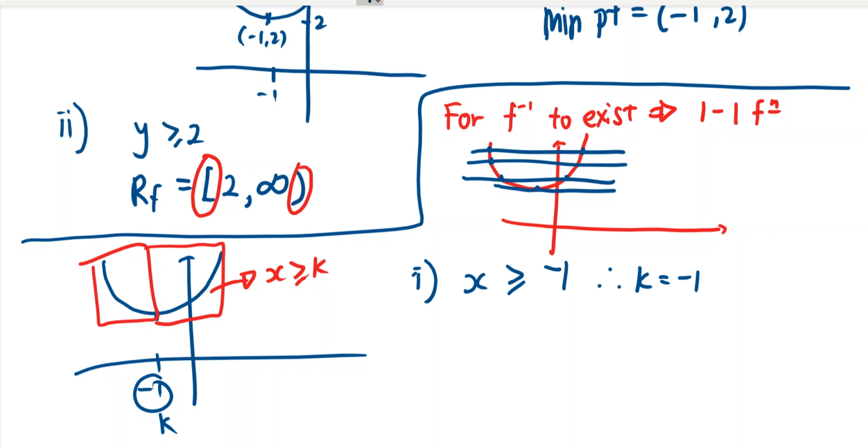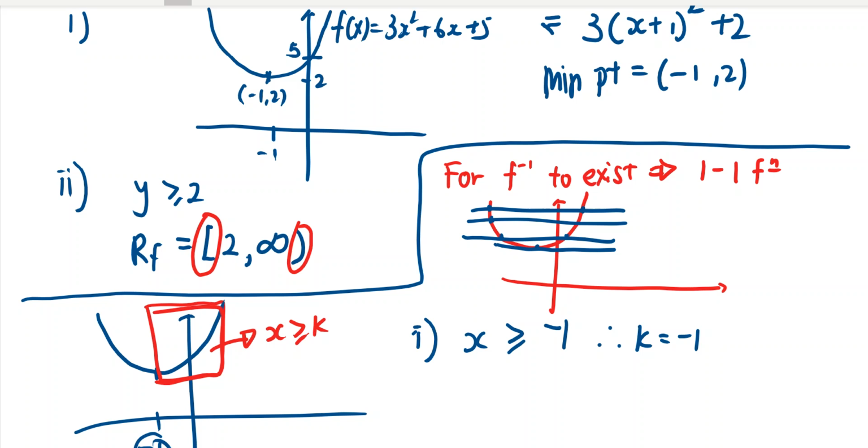Only in this portion, if we take the domain to be this part, then you can be 1-1. And why is it this part? Because this is the greatest that the domain can be.